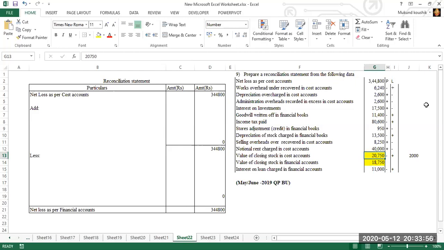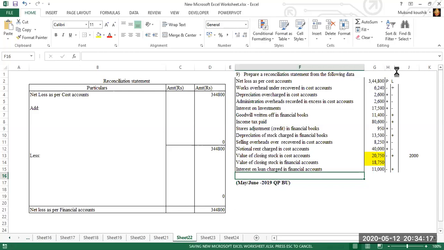So the difference between 20,750 and 18,750 is 2,000. So whenever we have overvaluation of closing stock, we used to generally deduct. Since the question is about loss, we have to add. Then again, interest on loan charged in financial accounts, it is an expense. Normally we used to subtract. Now we have to add.